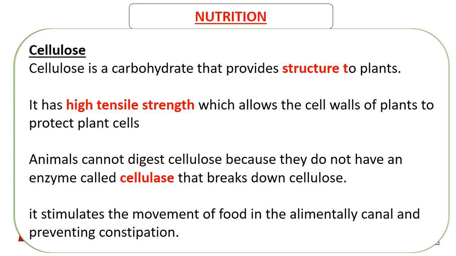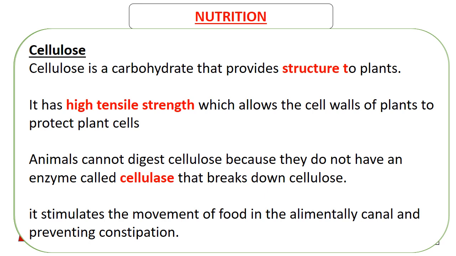Animals cannot digest cellulose because they do not have an enzyme called cellulase that breaks down cellulose. When you eat maize, part of maize is cellulose. So what is its importance? Is it a nutrient? When you eat it, it's not going to be digested, because as animals, we don't have an enzyme called cellulase. So the importance of cellulose in food is that it stimulates the movement of food in the alimentary canal and prevents constipation.